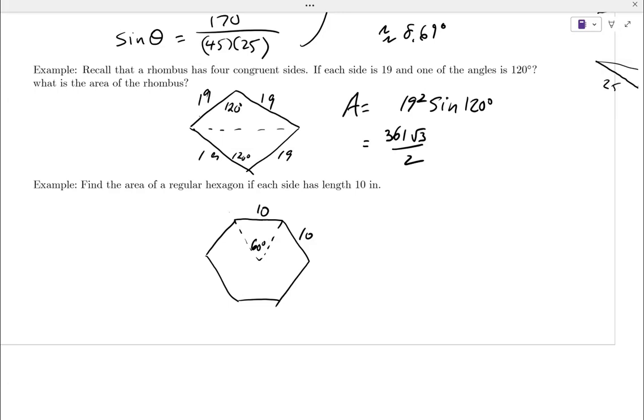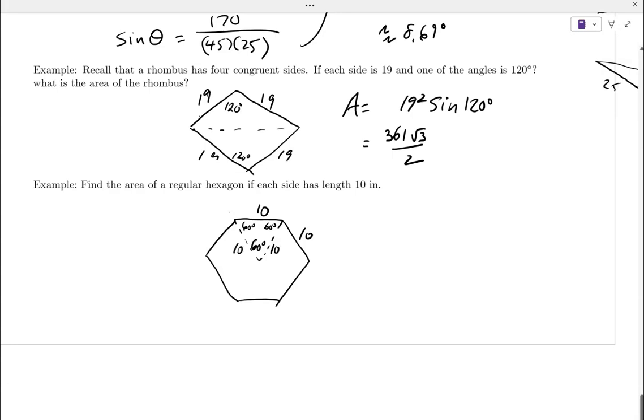These 2 sides are the same, right? Because they're coming out from the center of the hexagon. Everything's nice and equal here. These 2 sides are the same, which makes those 2 angles the same. Those 2 angles have to add up to 120, right? So both of those angles are 60 degrees. Now, what kind of a triangle did I make? Equilateral. So this is also 10 and 10.